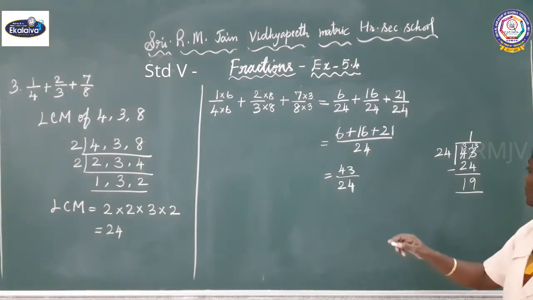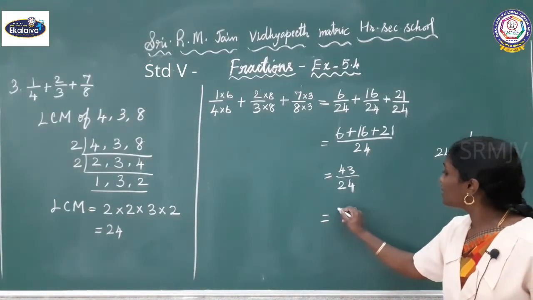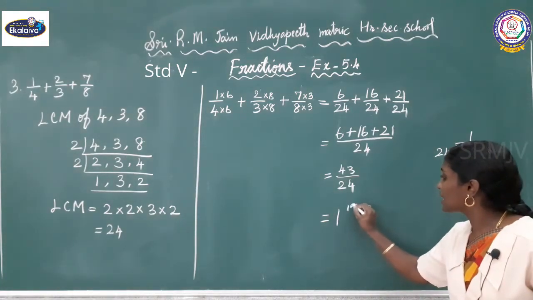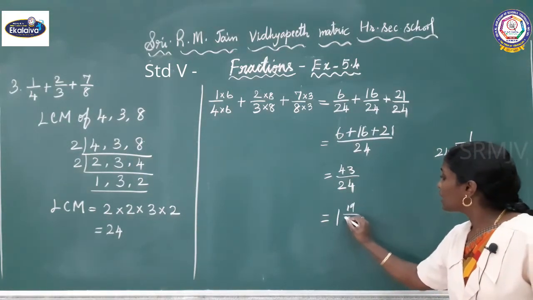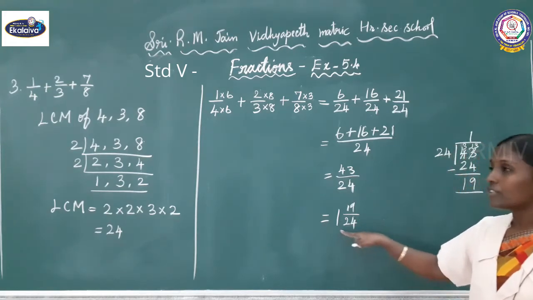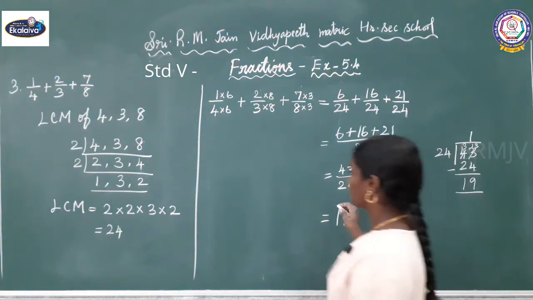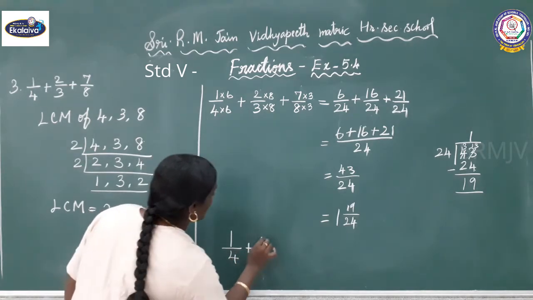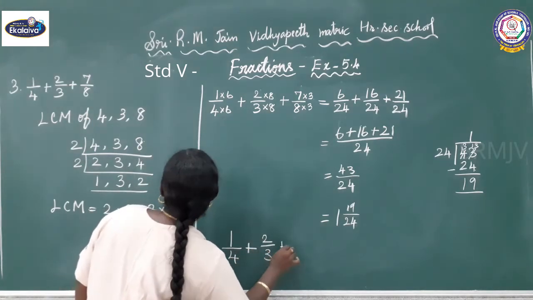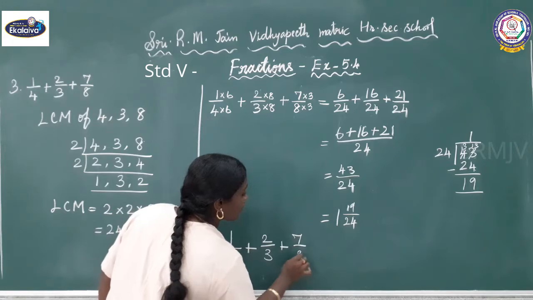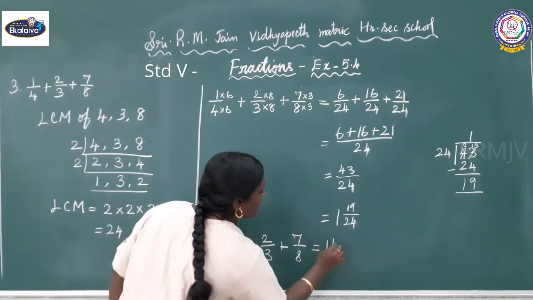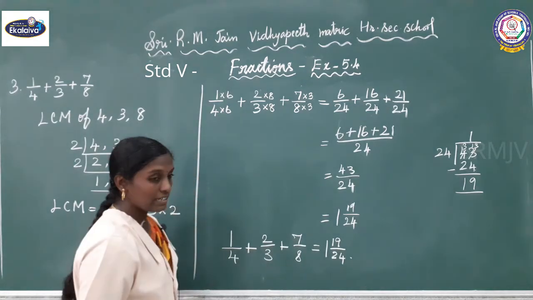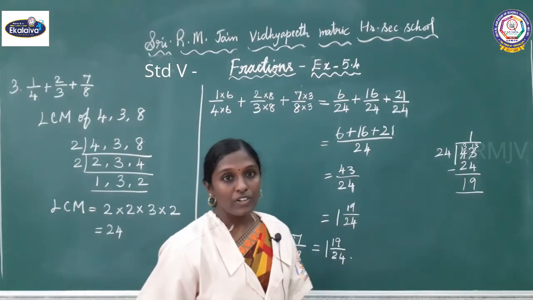Now we have to write in the form of quotient as a whole number, then remainder by divisor as a fraction. So 1 19 by 24. So this is the answer. So 1 by 4 plus 2 by 3 plus 7 by 8 is equal to 1 19 by 24. Is it clear, children? Can you understand?